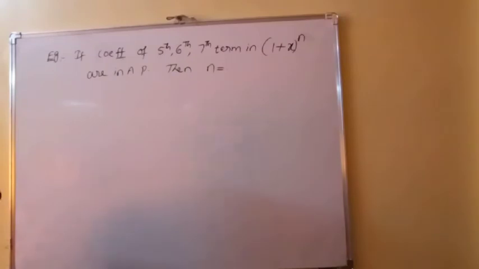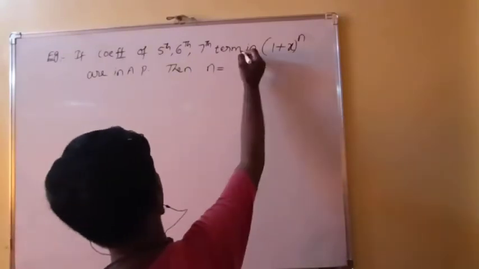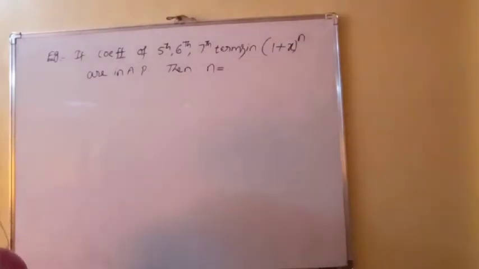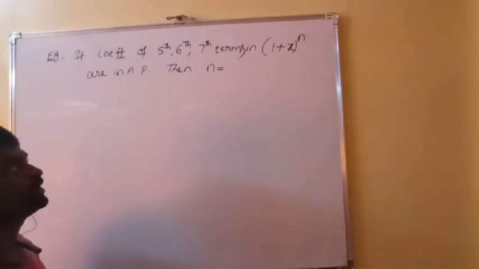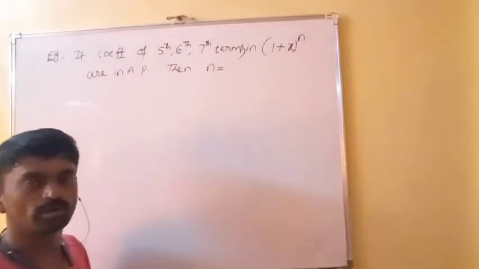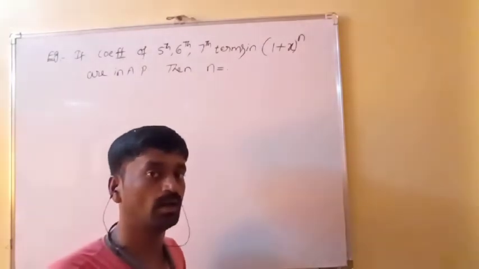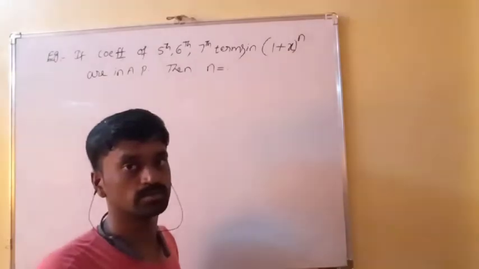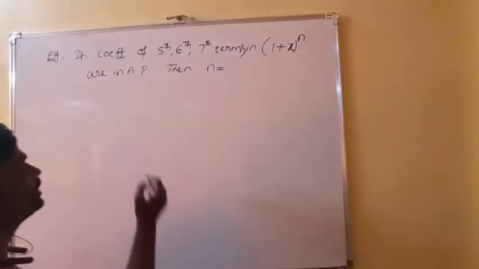If the coefficients of the 5th, 6th, 7th terms in the expansion of (1 + x)^n are in AP, that is arithmetic progression, then what is the n value? So, what is the r value: 5, 6 or 7? Once you recall the above formula, the coefficients of the (r+1)th and (r+2)th terms in the expansion of (1 + x)^n are in AP, then what condition do we have?